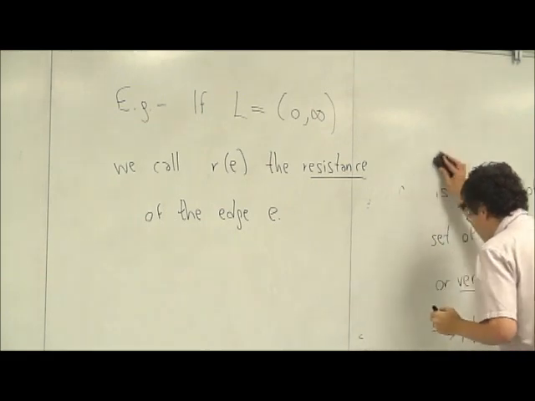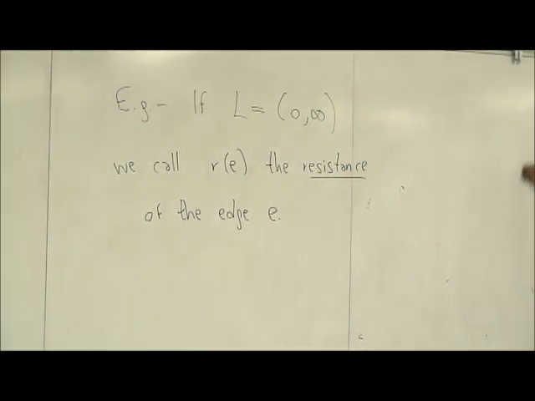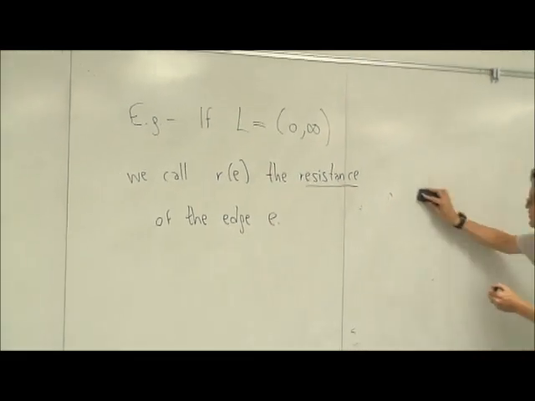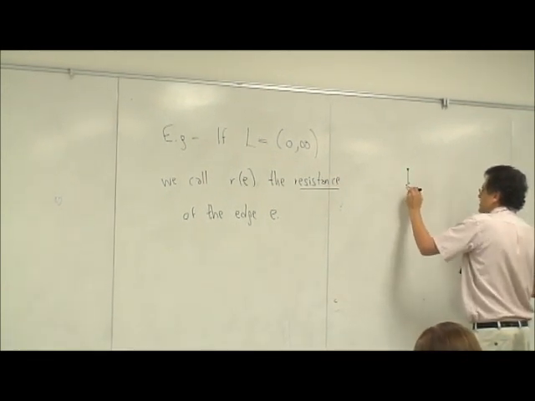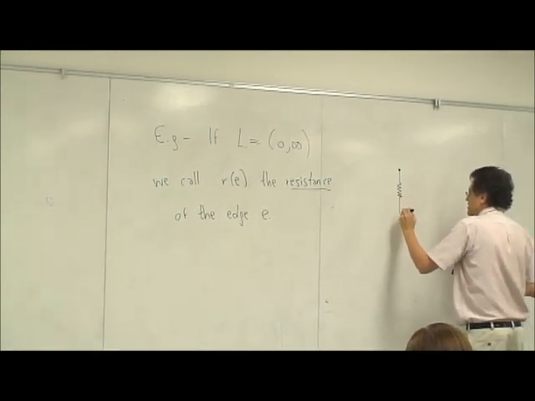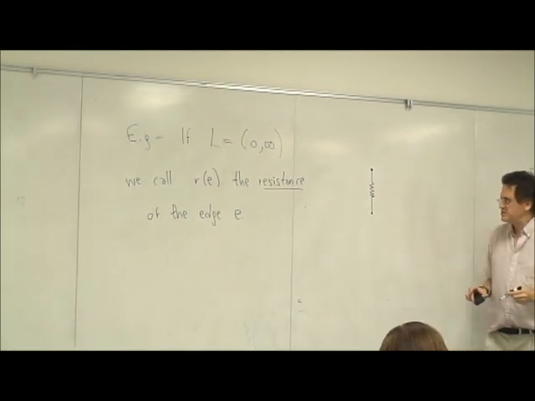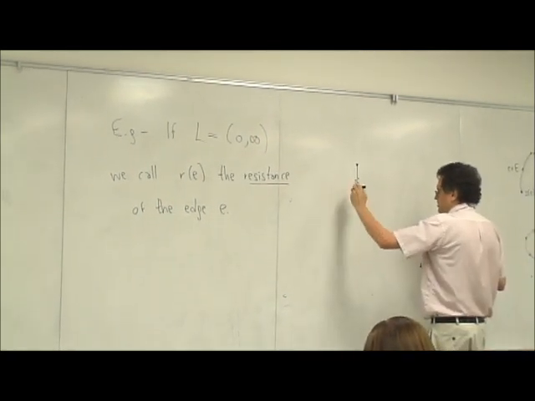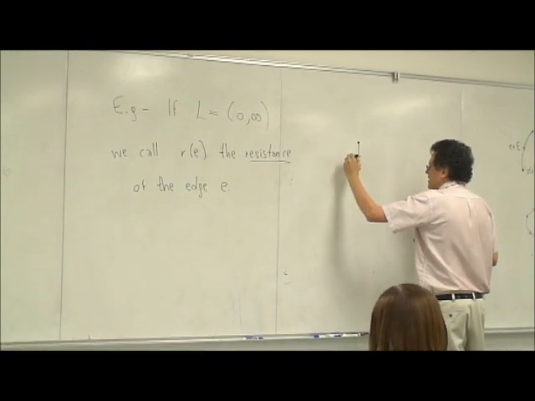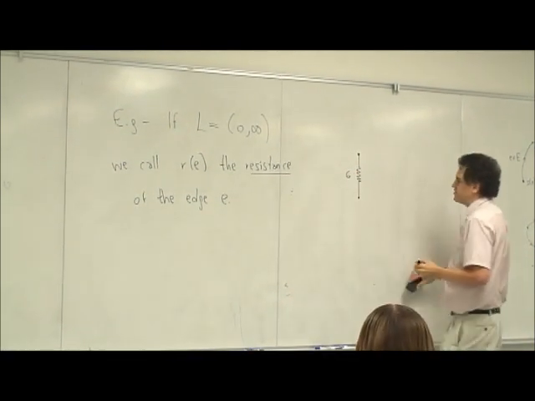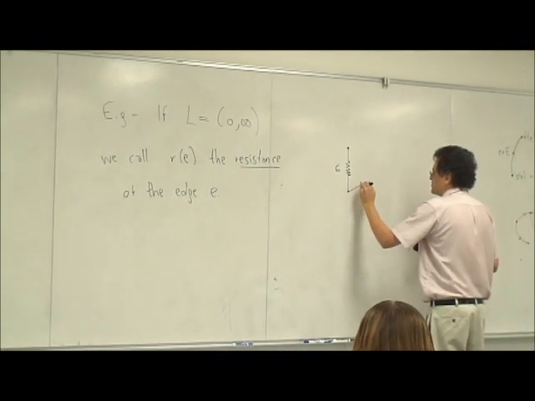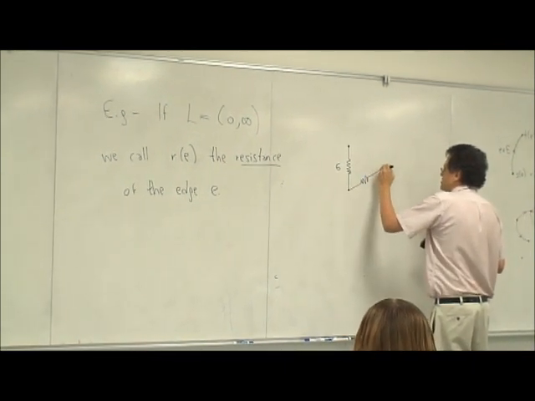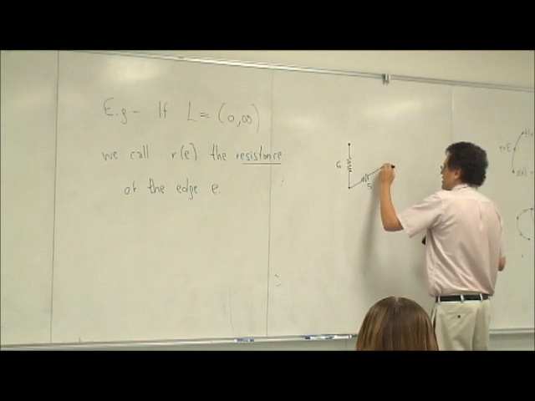So to be a true electrical engineer, you need to draw the edges in this weird way like this. That's the electrical engineering notation for a resistor. And a resistor has some resistance, which would be measured in ohms, but we won't deign to use units because we're mathematicians. So we'll just use numbers.